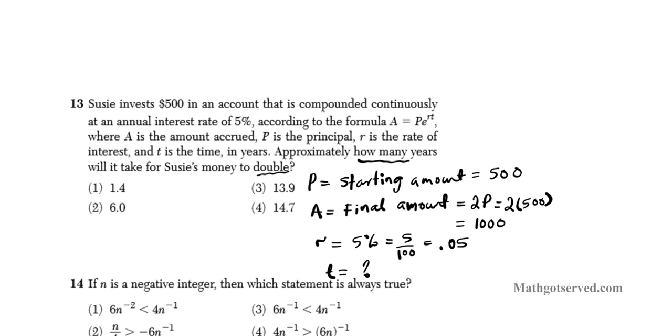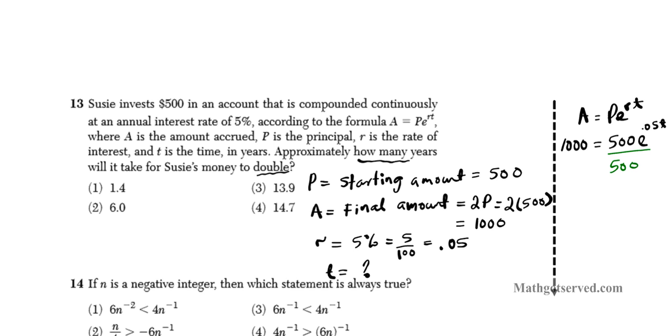So let's plug all of this into the formula for calculating the amount. Let's rewrite the formula again. A is equal to P e to the rt. This is for continuous growth. So the amount is 1,000. We have 1,000 equals 500 e to the 0.05t. Okay, so start out by dividing both sides by 500. The goal is to get t isolated. Divide both sides by 500. 1,000 over 500 is 2, equals e to the 0.05t.